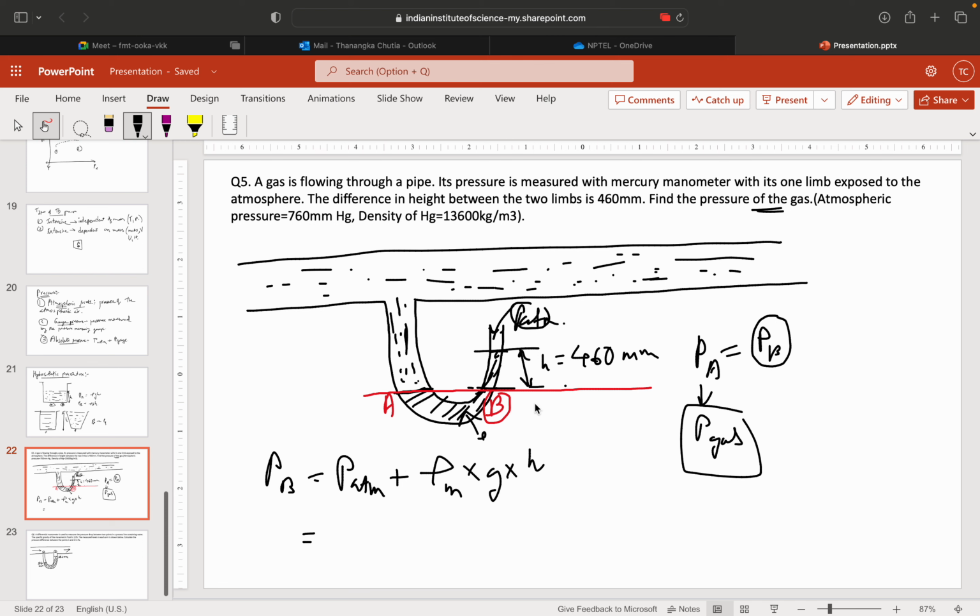Now what is the atmospheric pressure they have given? It is given as 760 mm of mercury. So 760 mm of mercury is equal to my atmospheric pressure. That means 760 into rho m into g plus this h, which is 460 into rho m into g. Can you do the calculations? Remember this is in mm, so convert it into meters and then solve it, you will get your answer.